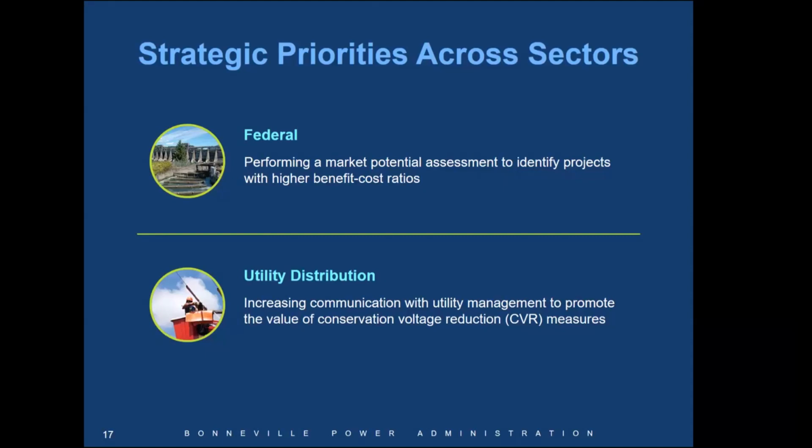And then utility distribution. This is a sector that has been around at BPA for a little while, but we do continue to see maybe underutilization of this offering. And we think this has a lot to do with just finding the right contacts at utilities to engage in the conversation around primarily the conservation voltage reduction, or CVR measure.